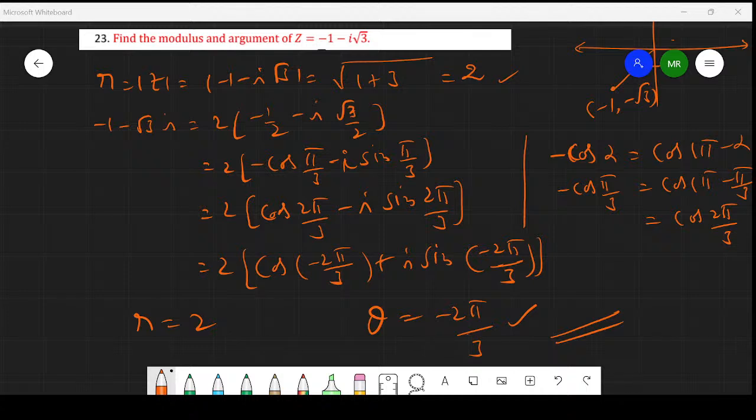Monday I will take the class. In the Monday class I will explain 3 mark questions of complex numbers and quadratic equations at the same time. So on Monday evening the topic will be completed. Thank you. See you in the next class.